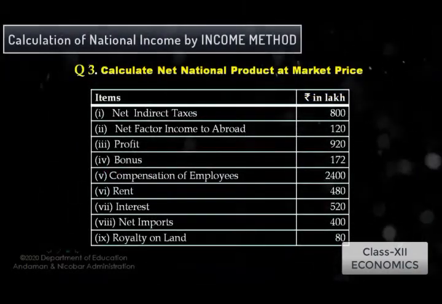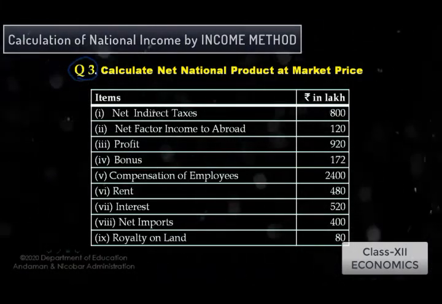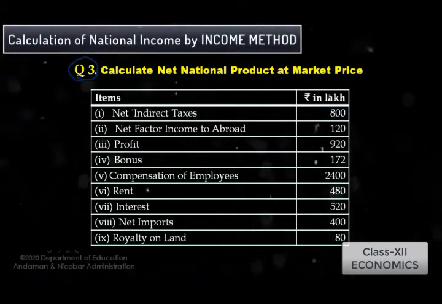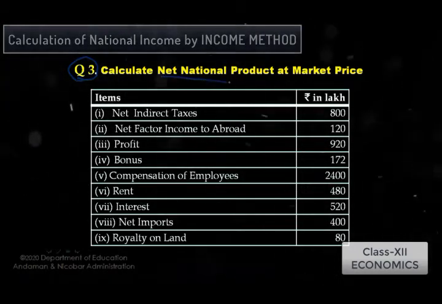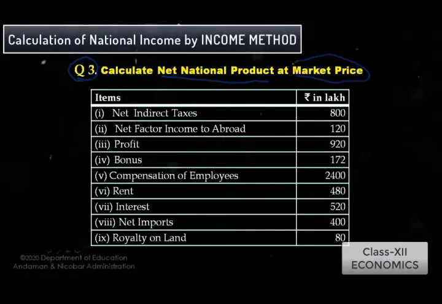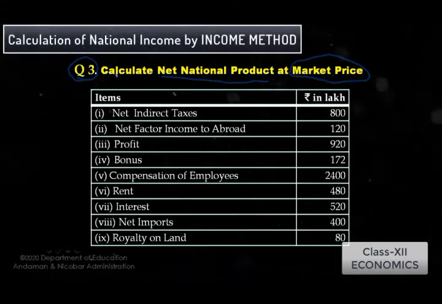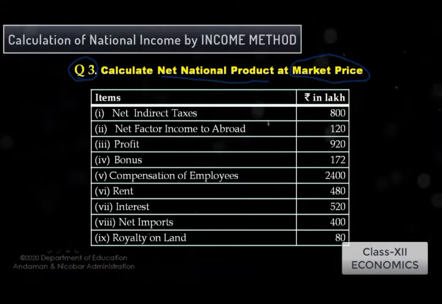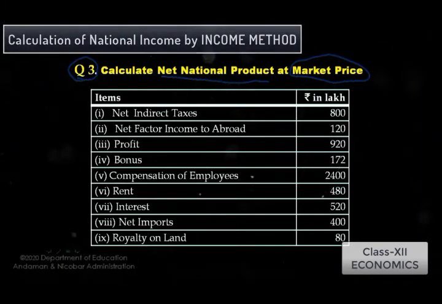Okay students, now we will move to the third question. In this question we will again find out the value of national income, but here we will find out the national income at market price, that is without excluding the value of net indirect taxes. So how can we find it? Let's see in the solution, but before that look at the question carefully.